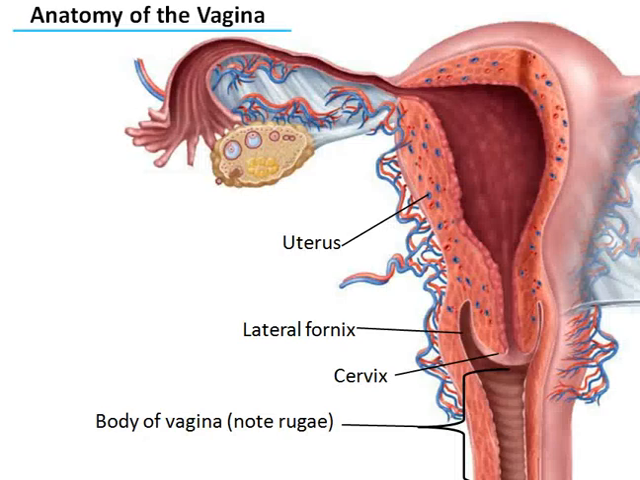Now, we've seen this image of the internal genitalia of the female before, but what we're emphasizing now is this region here, where the vagina is. There's the main body of the vagina. Notice the folds, the rugae, that facilitate expansion. And here are the recesses that I referred to before, the lateral fornix. So you can see that there. Fornix literally means arch.